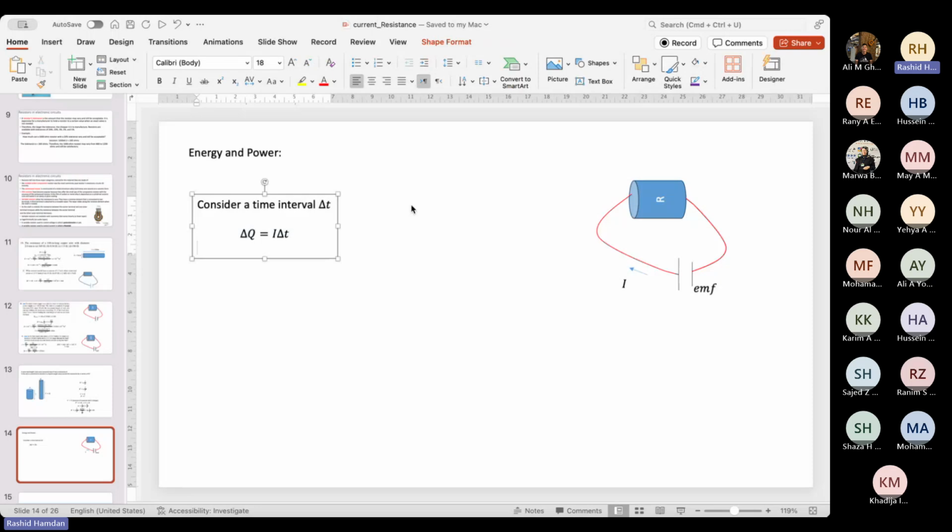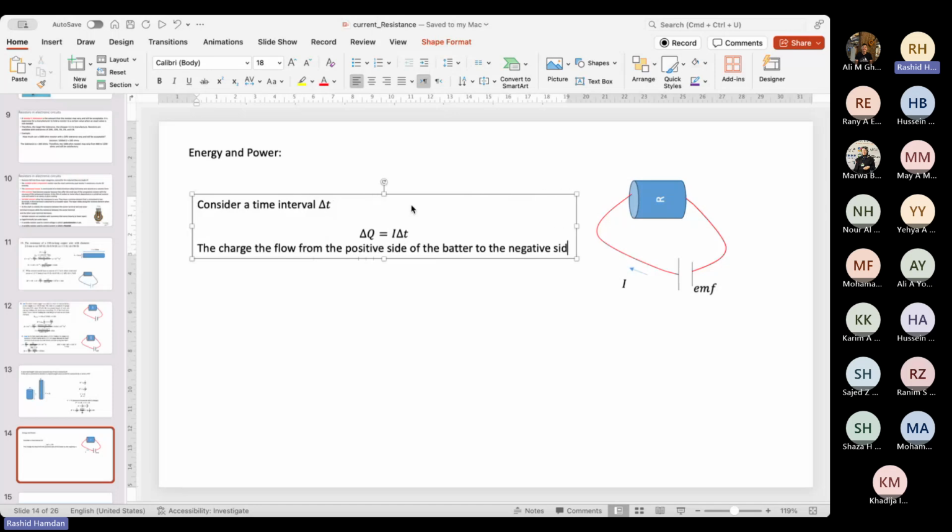So dq, this is the charge that flows from the positive side of the battery to the negative side. If I'm talking about positive charge, it goes out of the positive to the negative, or it would be electrons going from the negative to the positive, but it's the same meaning.